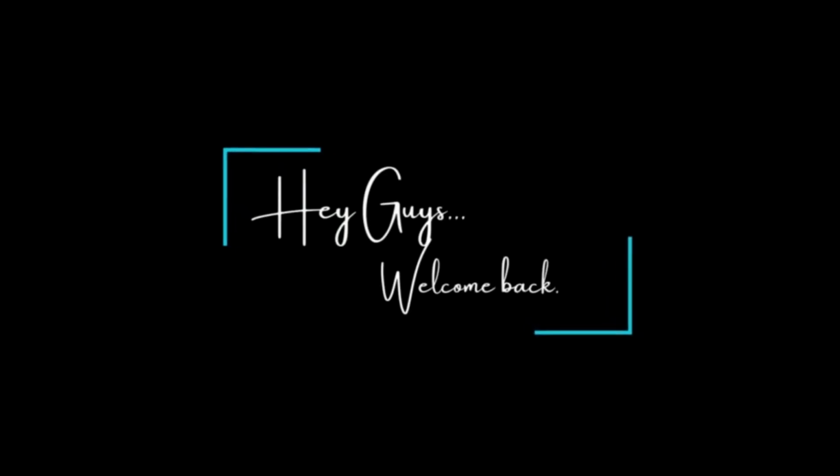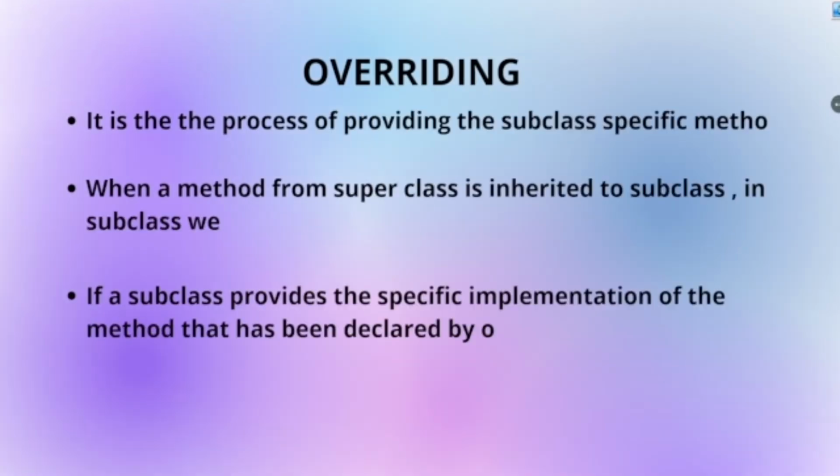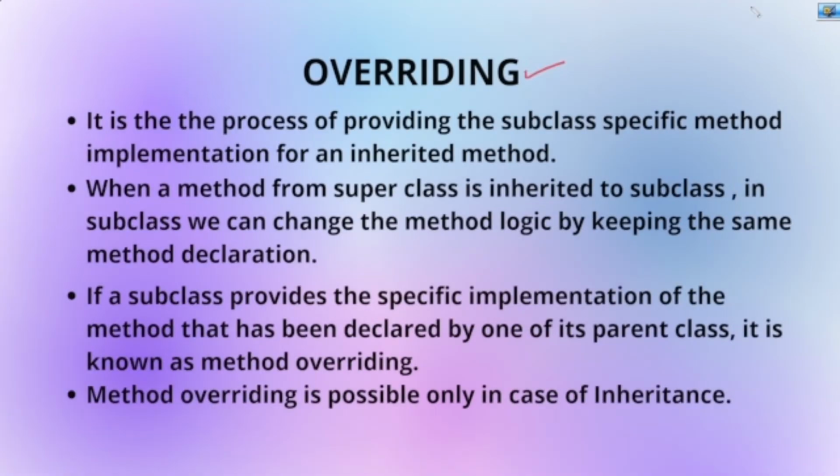In our previous videos, we have seen the inheritance concepts. In today's video, we are going to see the next concepts of Java. Next, we have the concept of overriding. Overriding is a process of providing subclass-specific method implementations for an inherited method.